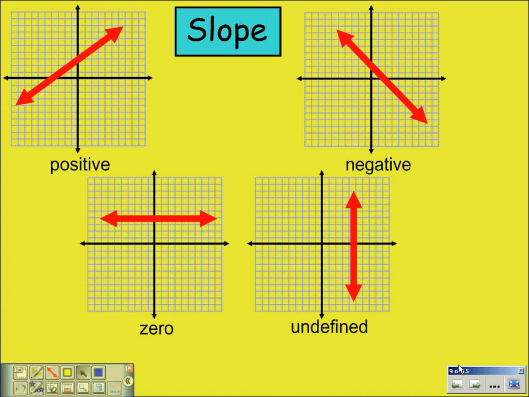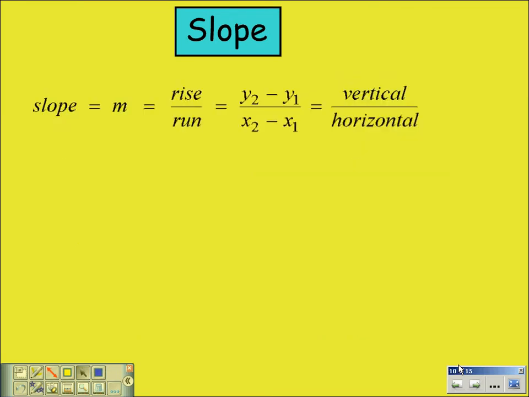Now, again, we talk about slope being a relationship, so let's talk a little bit more about the formula. The slope is represented by the small letter m. It is the rise of a line over the run of the line and is represented by the formula y2 minus y1 over x2 minus x1. It represents the vertical change of a line over the horizontal change in a line.